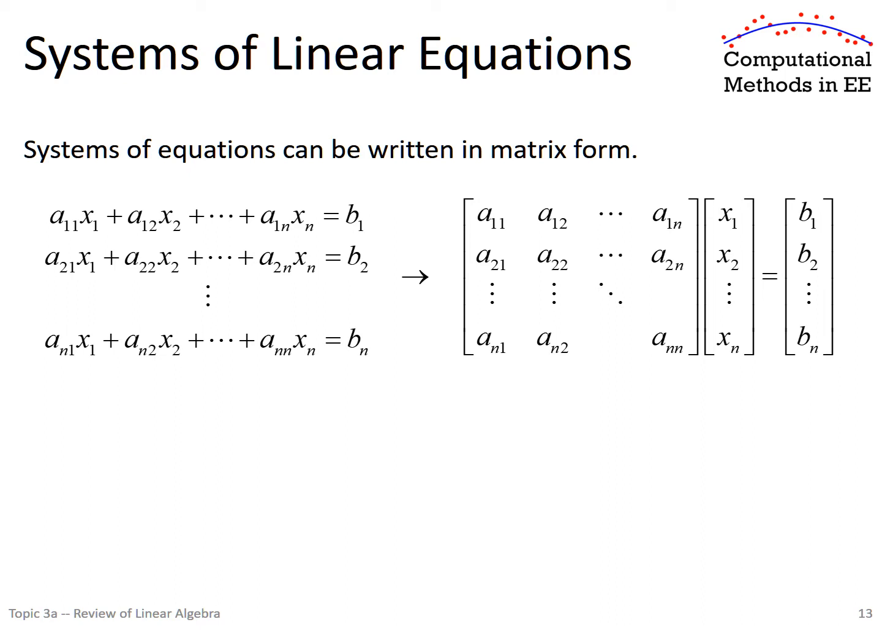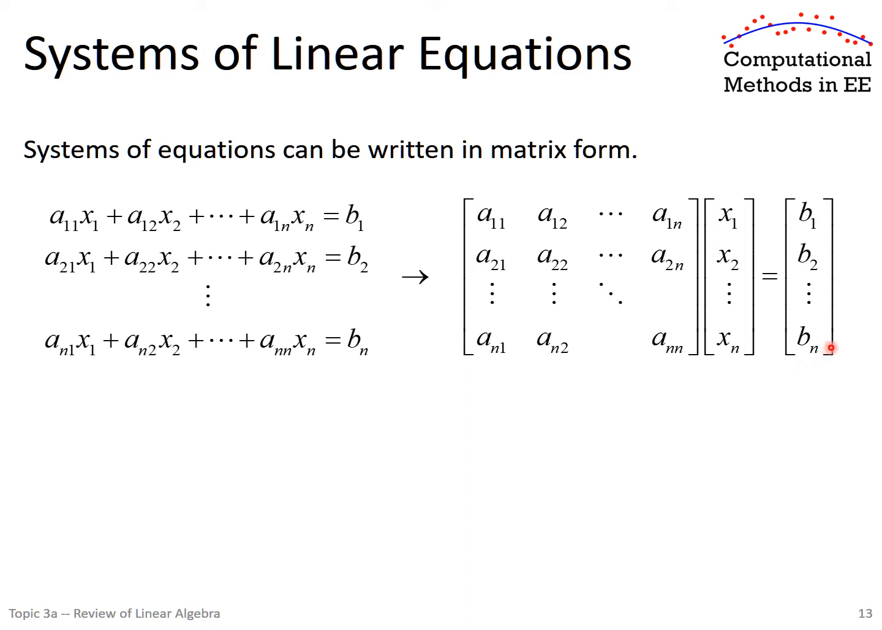So all of these coefficients that likely had numerical values, we lump into a big square matrix. Our unknowns end up in a column vector, and any constants on the right-hand side of the equal sign, our b's, also end up in a column vector. So the only two things that are column vectors here are the unknowns and these constants on the right-hand side that are probably some sort of excitation.